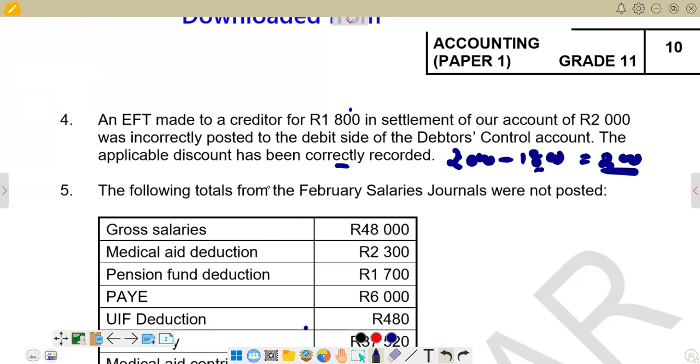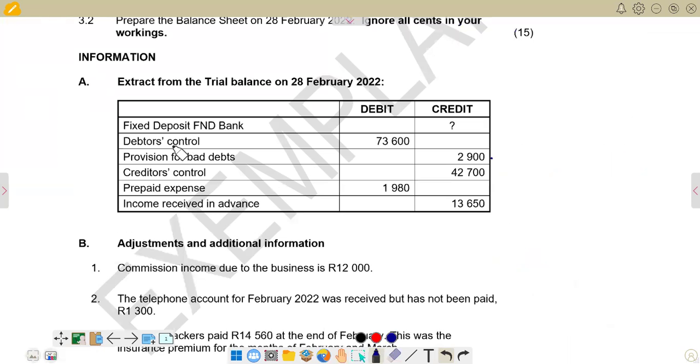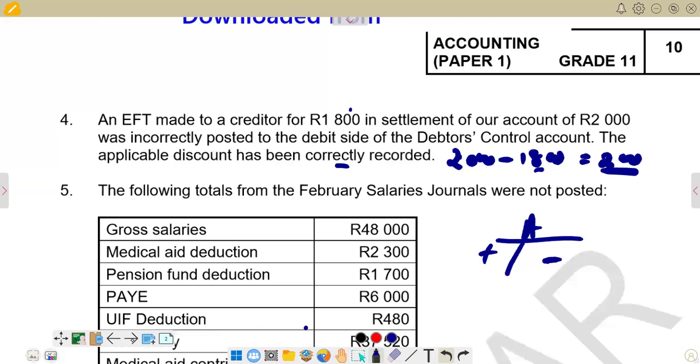By crediting the debtors control, we are subtracting. Remember, debtors control is an asset account. So remember, all asset accounts, whenever we debit them we add, and whenever we credit them, we subtract. In this case, we're crediting it so that we remove it from the debit side of debtors control. So by crediting, we're going to subtract 1,800 from the total figure for debtors control that we are given, 73,600. So we're just going to adjust it as such in the answer section.